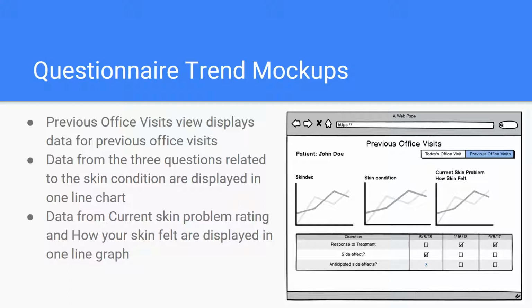There are several line graphs presenting data on this page. The Skindex is presented in the first line graph. Patient responses for the questions related to the skin condition are in the second line graph, while the current skin problem rating and how your skin felt responses are displayed in the third line graph. The response to treatment and side effect responses are displayed in a table for side-by-side comparison over time.